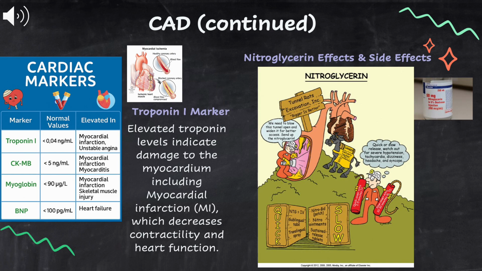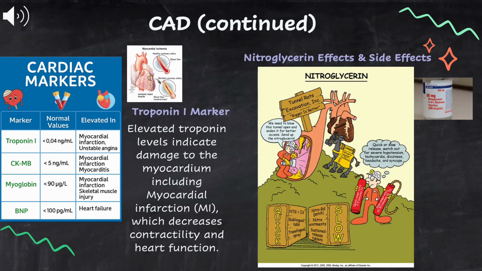Next, we'll focus on cardiac biomarkers and medication effects. On the left, we're reviewing troponin I, which is a cardiac-specific biomarker released into the bloodstream when myocardial cells are injured. Because troponin I is found only in cardiac muscle, an elevated troponin level confirms myocardial injury, including myocardial infarction. Troponin levels begin to rise within hours of injury and may remain elevated for several days. Even an early elevation is clinically significant and reflects damage to the myocardium, which directly reduces contractility and overall heart function. On the right, we focus on nitroglycerin and its therapeutic effects.